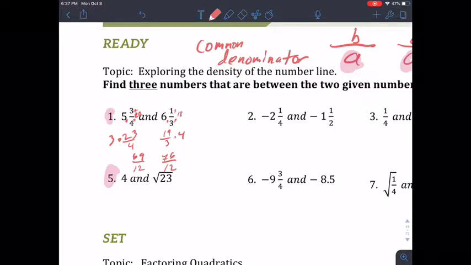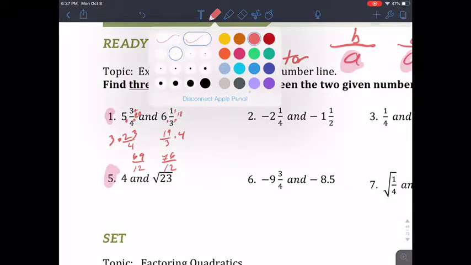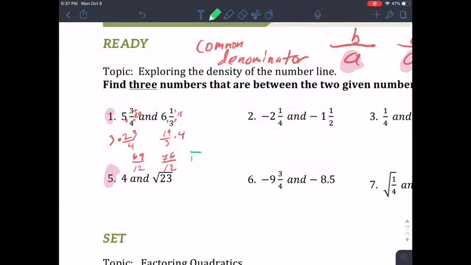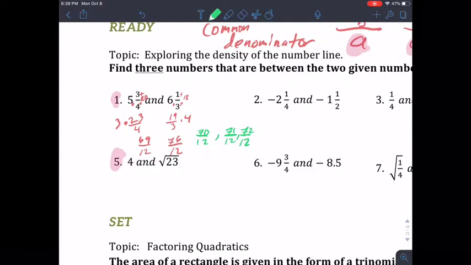And then it's just a matter of, all right, what are the numbers in between? So what are the numbers in between 69 and 76? As long as they have 12 as the denominator, you're fine. So 70 works, 71, and 72. And you could have done 73, 74, and 75 as well.